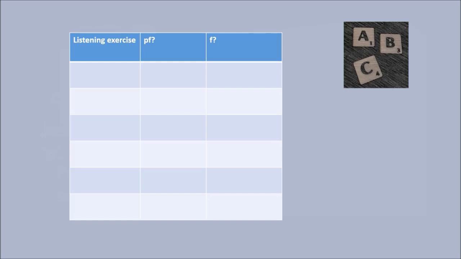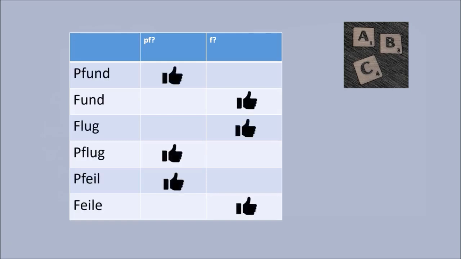And here is the answer. So the first one was Pfund. Pfund with a PF, which is the pound. Pfund, just the F, which is a find. Flug, the flight. Pflug is a plough. Pfeil is an arrow, and Pfeile is a file, like a nail file or anything.